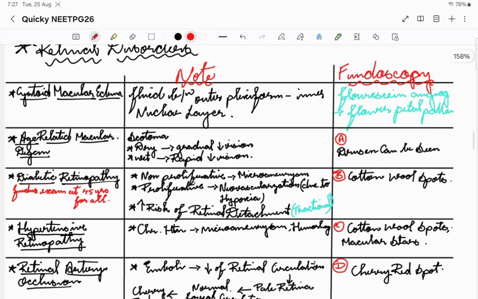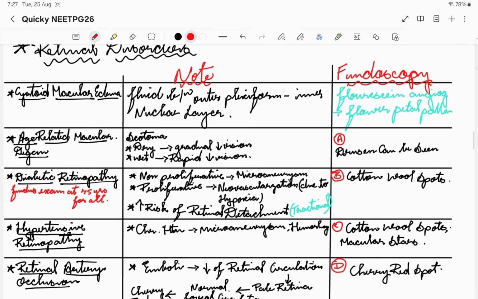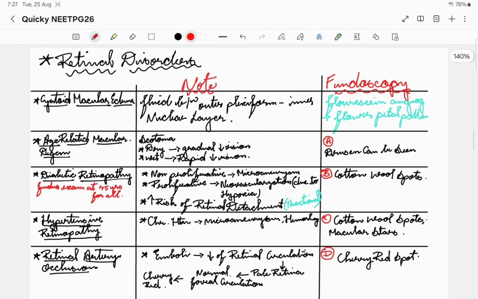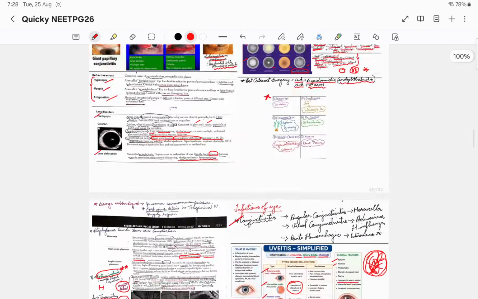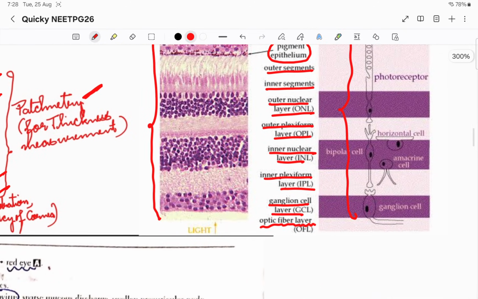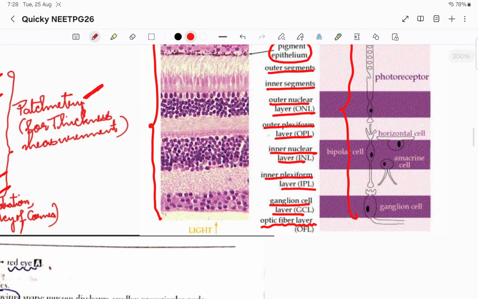There is something called cystoid macular edema. See, with all these retinal disorders, when we do fundoscopy, there will be some specific finding. So for that specific finding, let us see what exactly is happening. In cystoid macular edema, there is fluid between the outer plexiform layer and the inner nuclear layer. We discussed the layers of the retina, right? So between these layers there is a pathology.